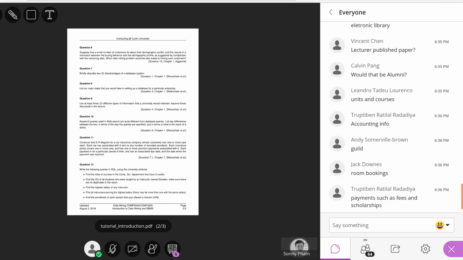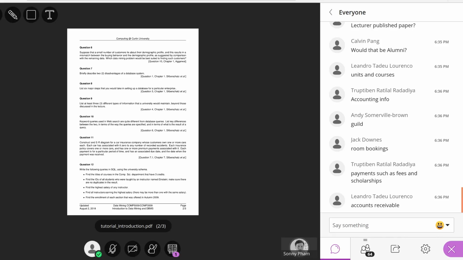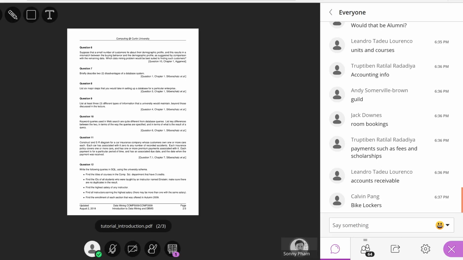Anyone else? Yeah, account, something to do with finance. Obviously finance is the most important part of the university, so it should be there. I don't think it's there at this stage. Maybe something to do with finance, payments.